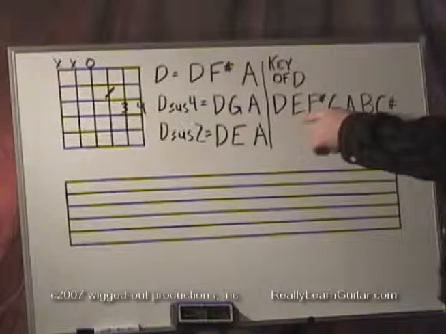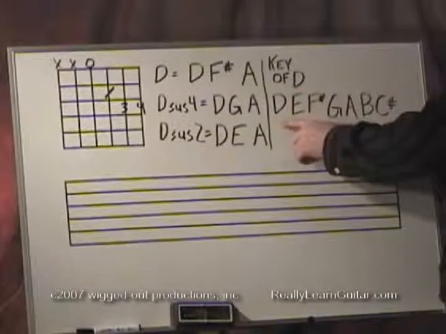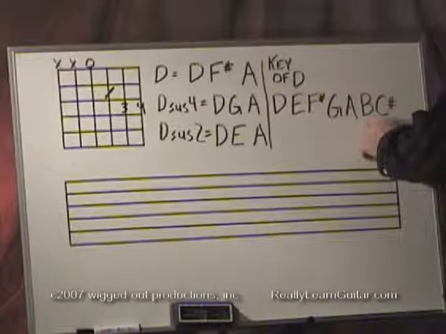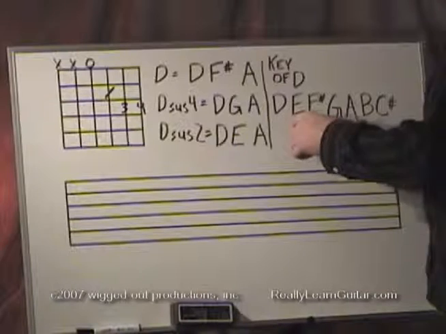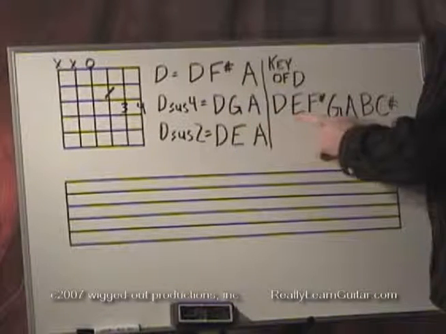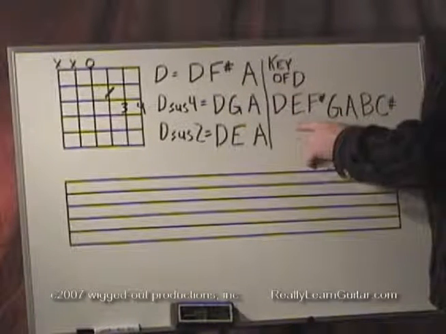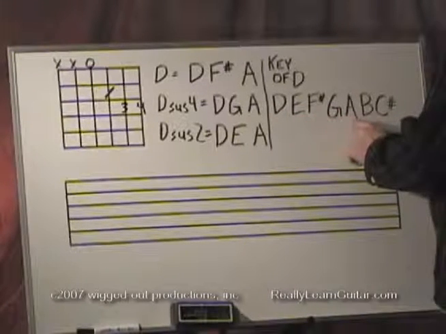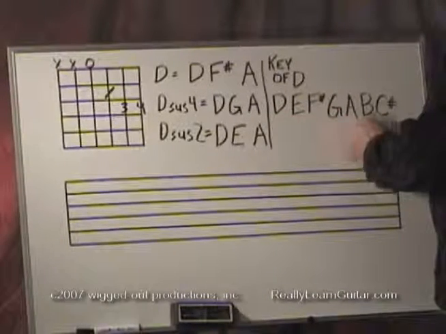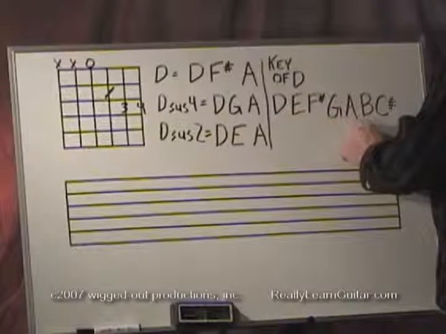Okay, so real quick, we have the key of D, which is D, E, F sharp, G, A, B, C sharp. And for most of you, you'll know that if you take the first, third, and fifth note of that key, you'll arrive at a D major chord. D, F sharp, A. First note, third note, fifth note. 1, 2, 3, 4, 5.